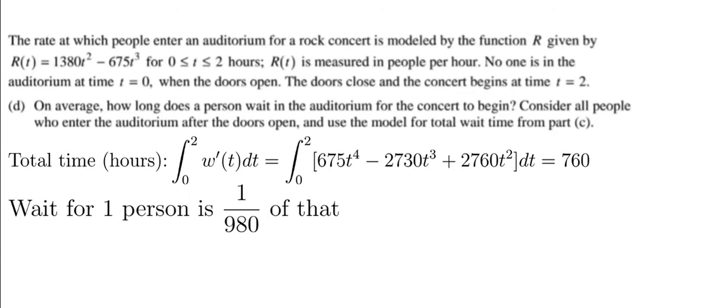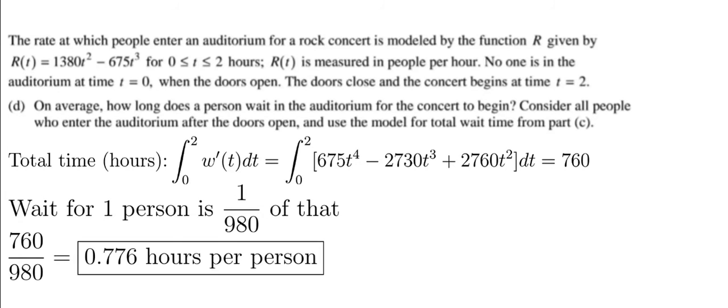From Part A, we know that there are 980 people total, and if those people waited 760 hours total, we can divide the total time by the number of people to get an answer of 760 over 980, or roughly 0.776 hours per person. This has been 2009's AP Calculus AB free response question number 2, and I hope that was helpful.